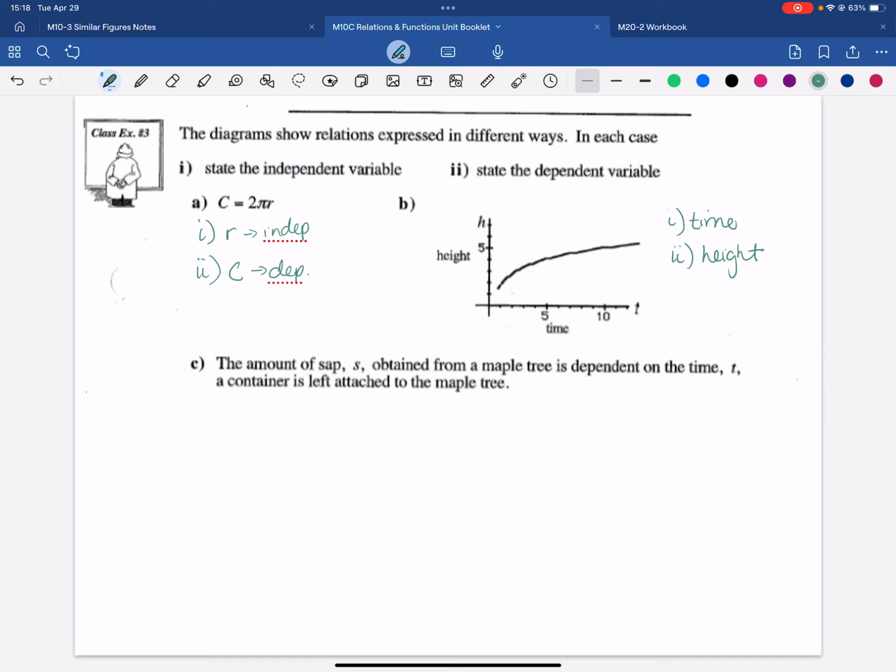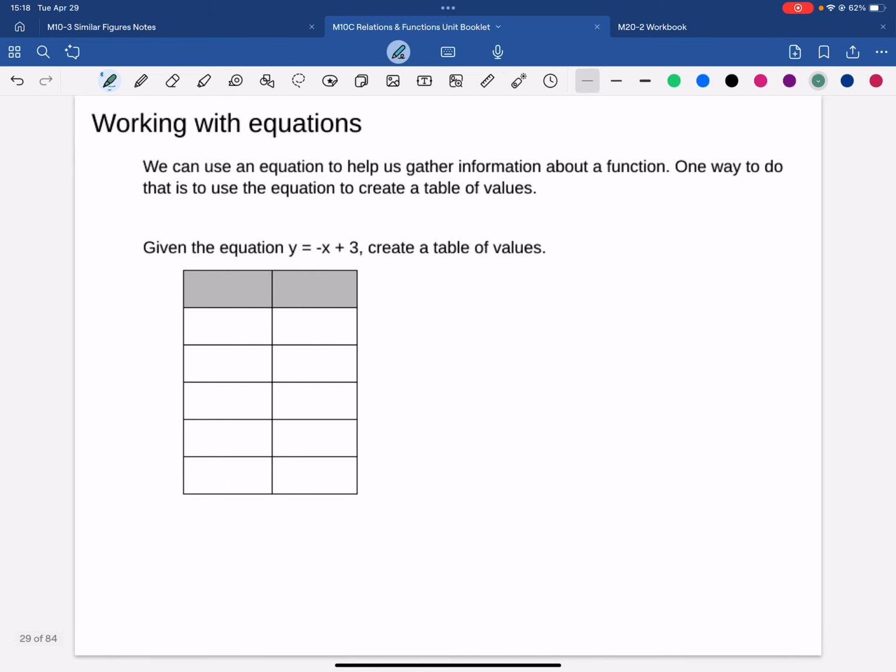Okay, it also works for written statements. So the amount of sap obtained from the tree is dependent on the time. So it tells you right in there that sap, or S, depends on the amount of time. So that would make T our independent and S our dependent. Okay, so we've talked about that quite a bit. You should be relatively comfortable with that for now.